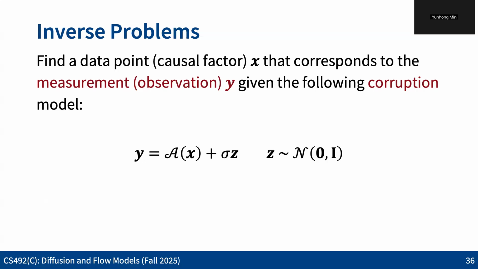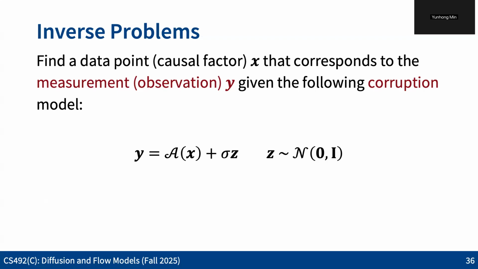Basically, if you have lots of pairs of X and Y, then you can consider training another diffusion model using classifier-free guidance or whatever, where you make a neural net that takes Y as the input and predicts the score that can produce X, right?